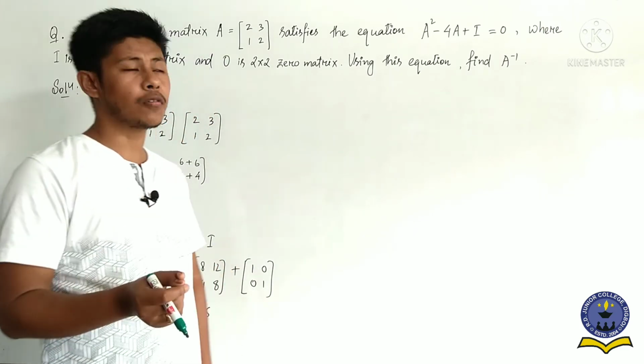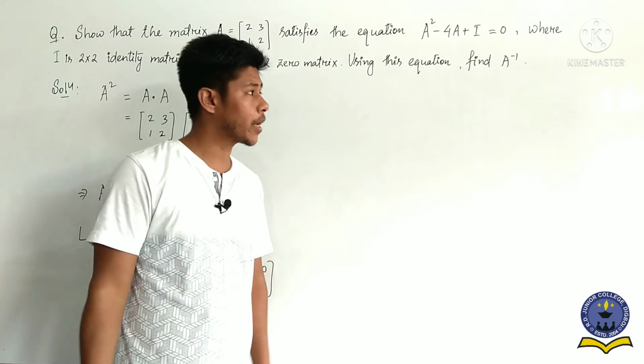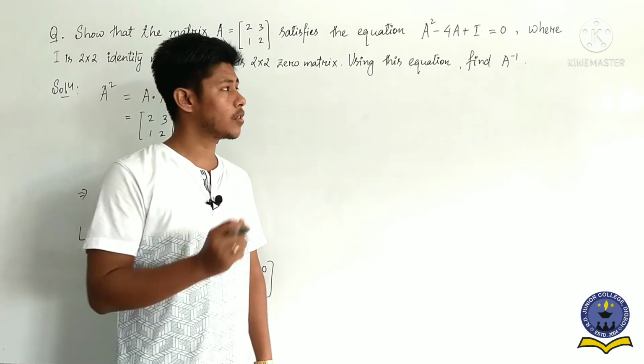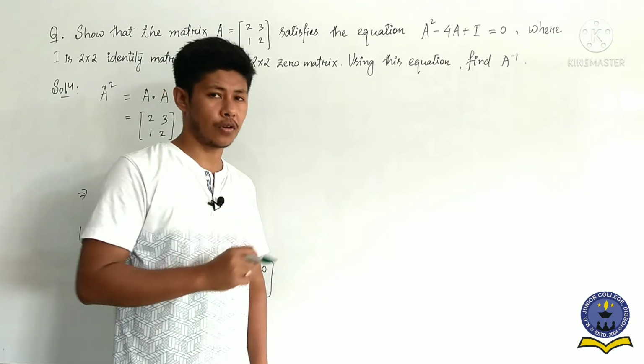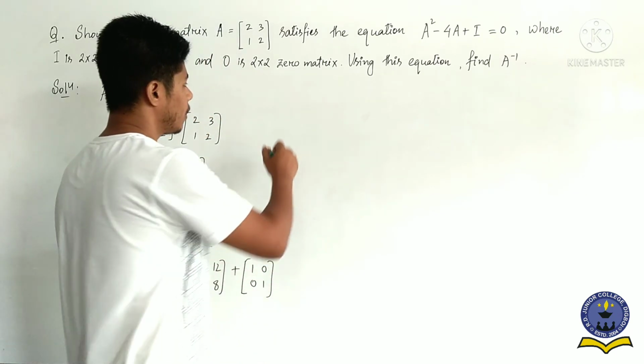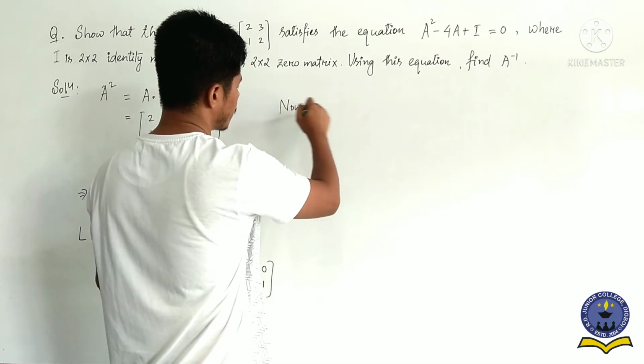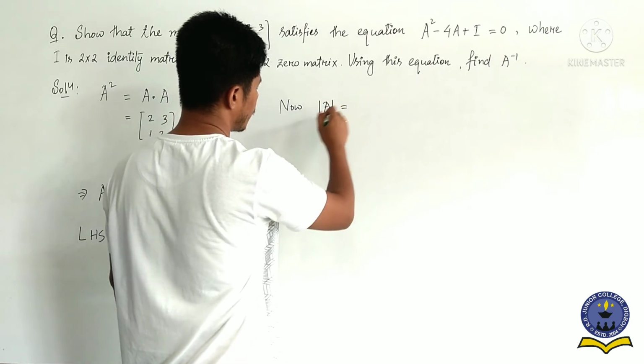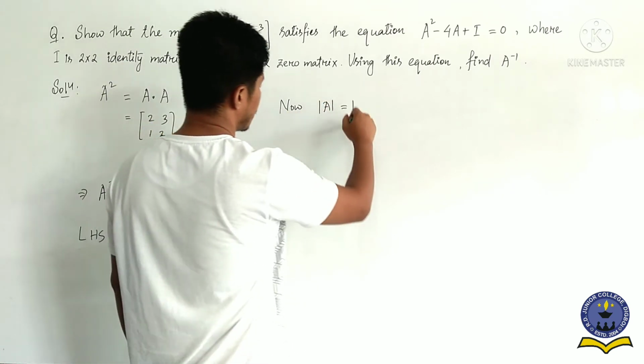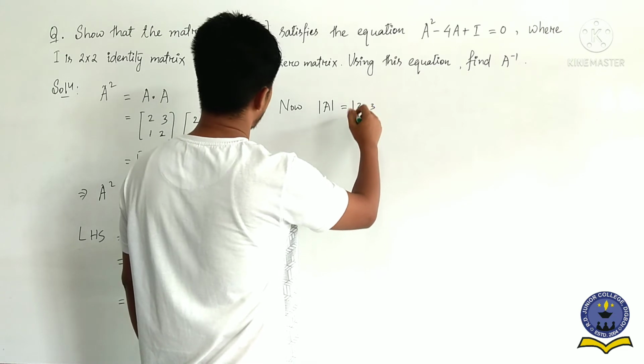If the determinant is equal to 0, then the matrix is singular and we can't find the inverse, isn't it? So first of all we have to check whether the inverse exists or not. In this case, first we have to find the determinant. So the determinant of A we have to find out. The elements given are 2, 3 and then 1, 2.